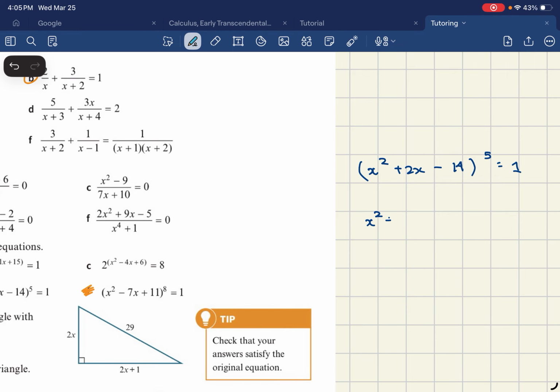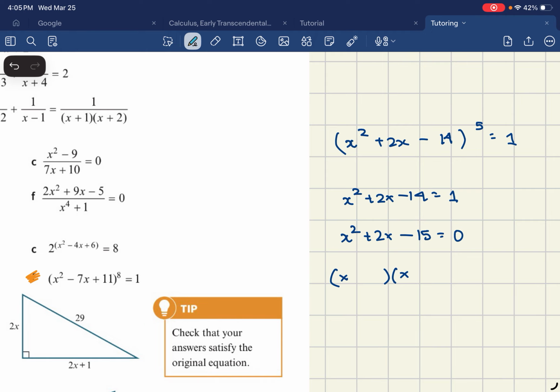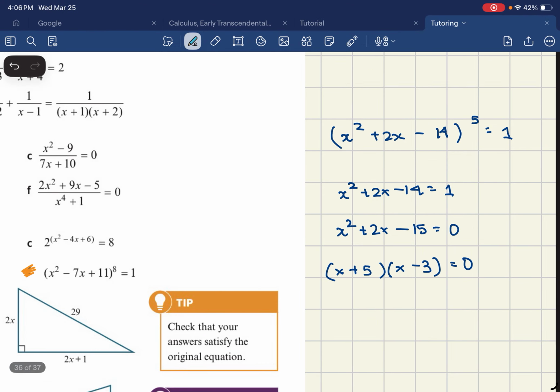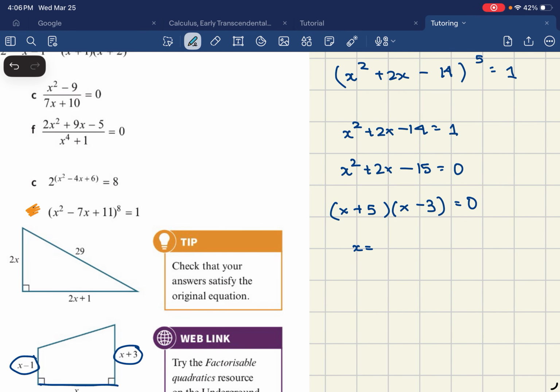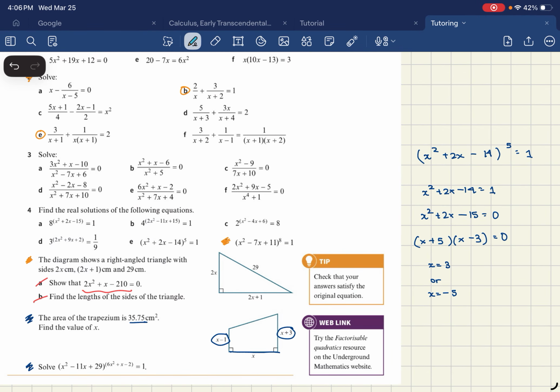So x squared plus 2x minus 14 has to be equal to positive 1. And x squared plus 2x minus 15 is equal to 0. Now, let me just factorize this very quickly, but feel free to use the sum and product and find the two numbers. But I think it's plus 5 minus 3. That should be the factorization. And this tells me that x is equal to 3 or x is equal to negative 5. So that should be the answer to 4E.